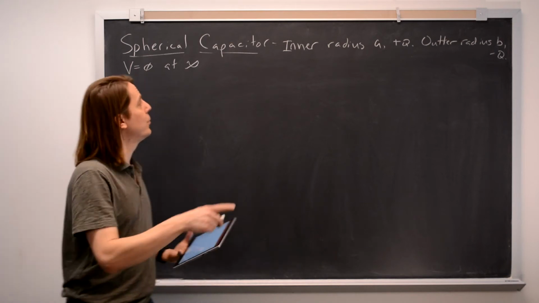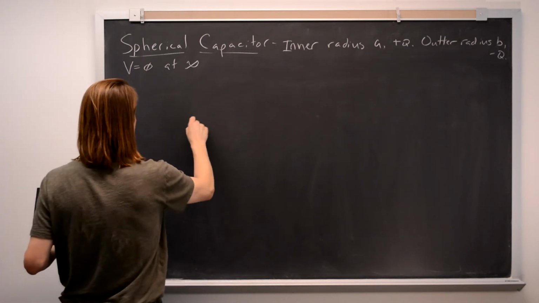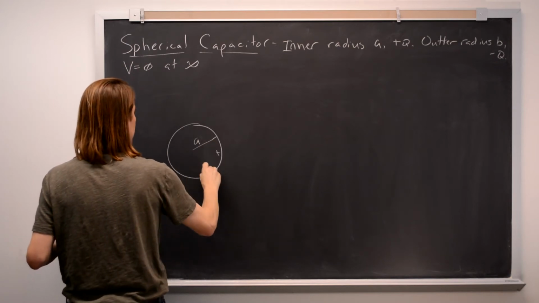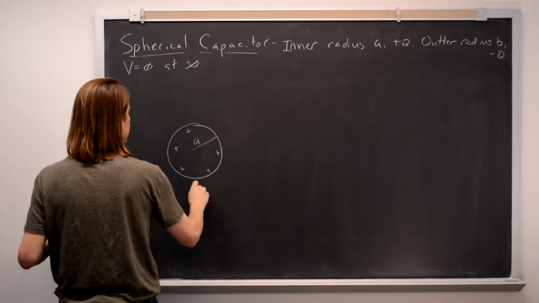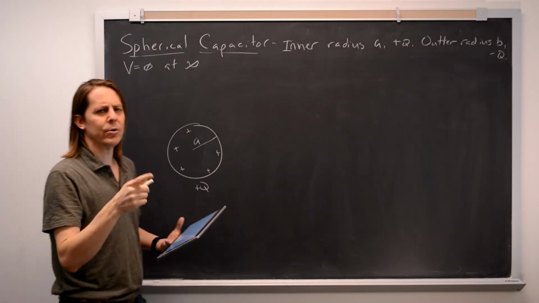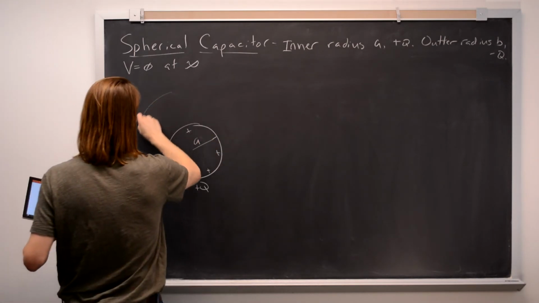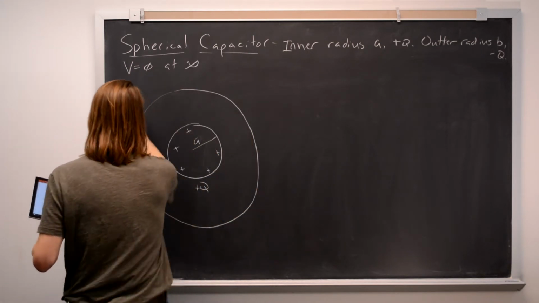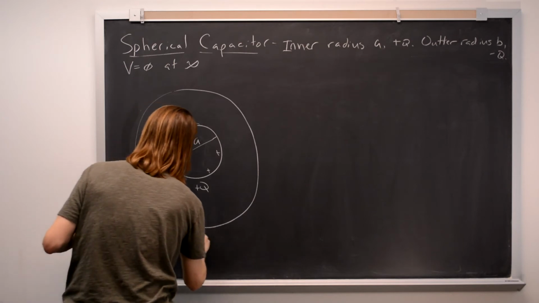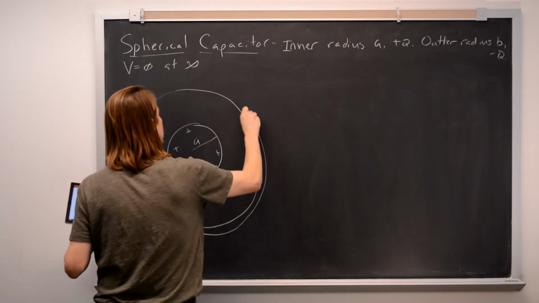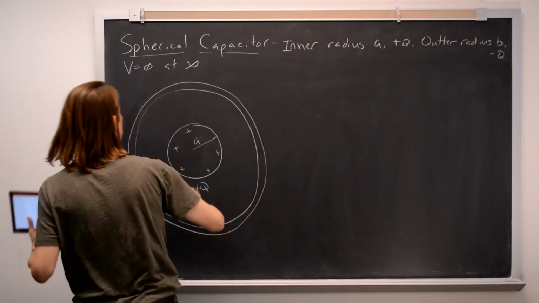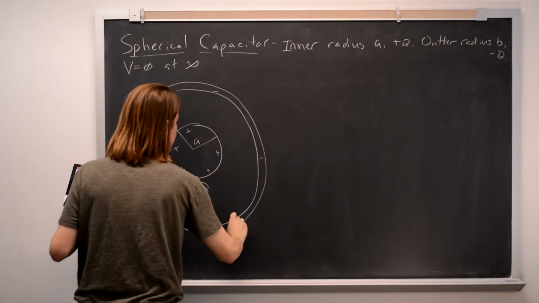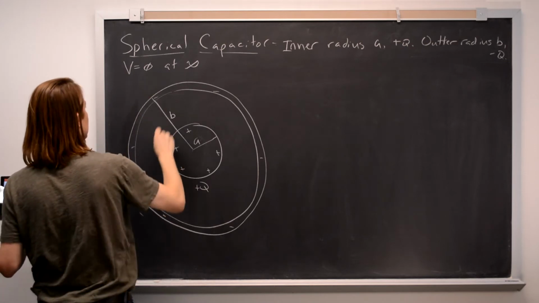Here we consider the spherical capacitor. We have an inner radius A, so that is a charged sphere with plus Q on it. And we have an outer thin shell, also a conductor, with a radius of B, and it has negative charge on it. This is minus Q.